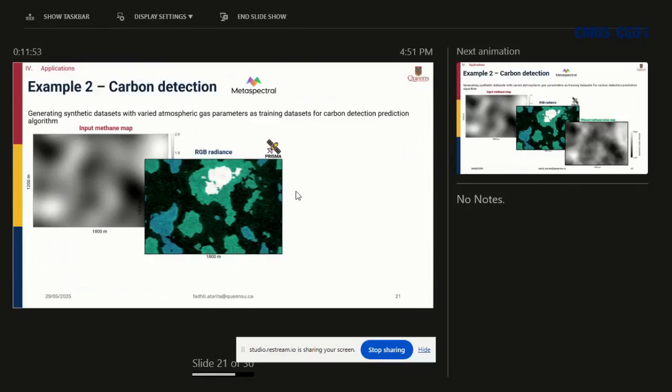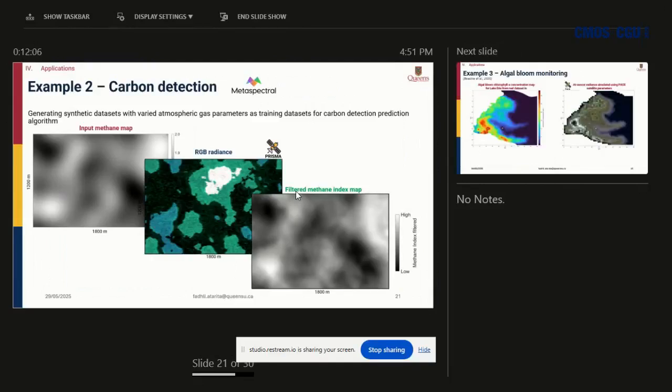Because this is a forward model, of course, we can also do an inverse modeling of this image. Using an inverse model and a meta-index analysis, this is the result. Basically, this is the inverse result of our synthetic datasets. We can see a high correlation between the inverse result and the input. So we think that using a lot of synthetic datasets generated this way, we can train a prediction algorithm to detect gaseous concentration in the atmosphere using satellite imagery.